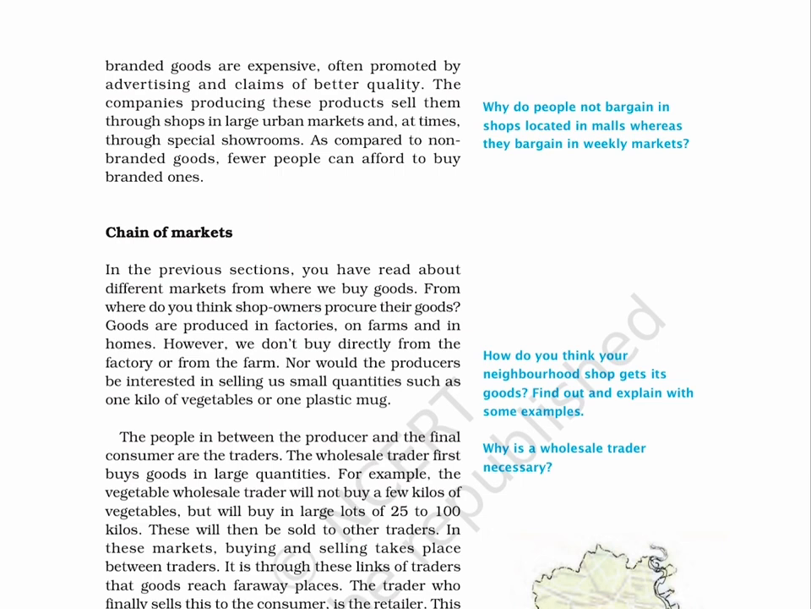Why do people not bargain in shops located in malls, whereas they bargain in weekly markets? How do you think your neighborhood shop gets its goods? Find out and explain with some examples. Why is a wholesale trader necessary?